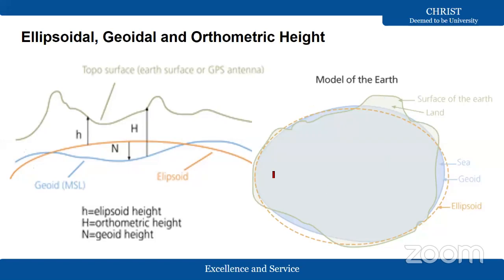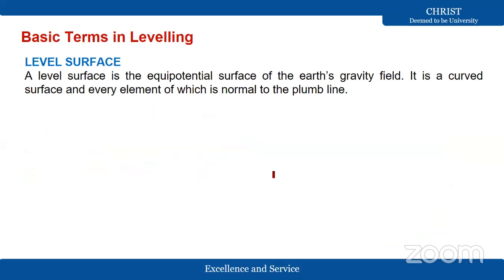These are the basic terms in leveling. Already I have explained what a level surface is. Level surface means it is the equipotential surface of the Earth's gravity field, and the sea surface is a level surface. Any water body, the surface of the water body is a level surface. If you draw a line on it, like a coconut leaf stick, and put it on a water surface, it is going to touch at each and every point. That is called a level line on the level plane.